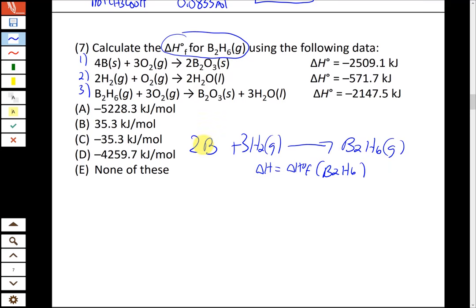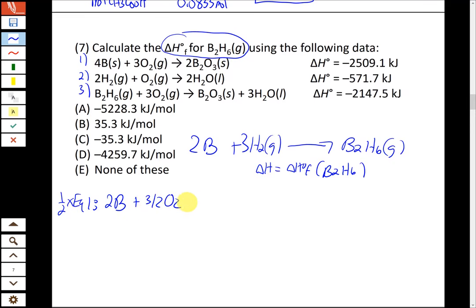So our overall equation has 2 borons, 2B as a reactant. Equation 1 has 4B as a reactant. So to make those match, we have to multiply all these coefficients by 1/2. So we're going to take the first equation and multiply it by 1/2. So that takes all three of these coefficients and cuts them in half. I'll leave all the states of matter off. That doesn't really matter for these too much.